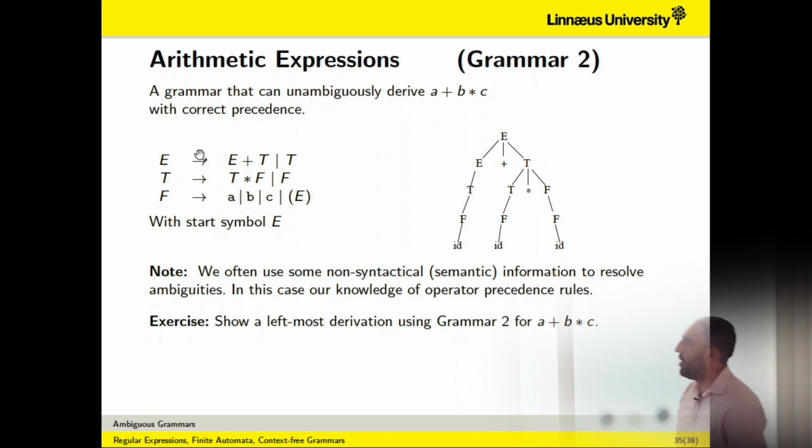So, for example, if you have to show A plus B multiplied by C, we're starting with this rule, E plus T, and then if you are using the rightmost derivation, you take this T and replace it with this production rule, T multiplied by F. Again, using the rightmost derivation, I take F and use this rule and replace F with the ID C in this case.